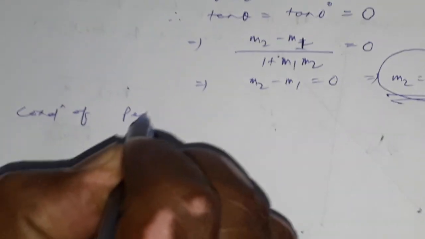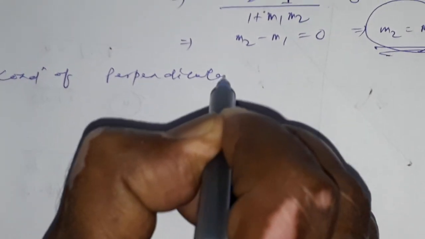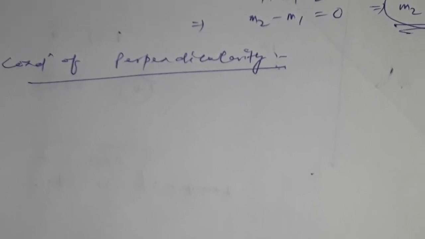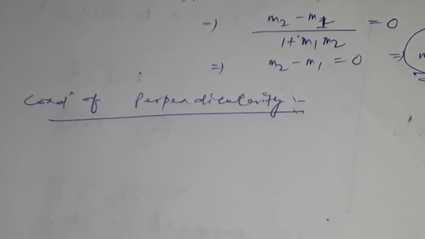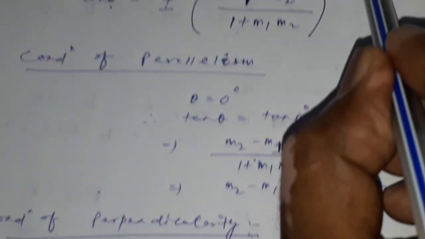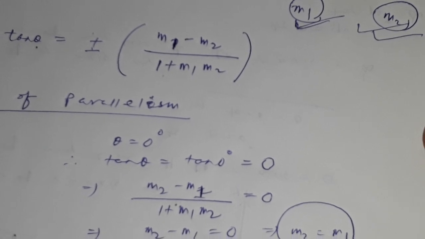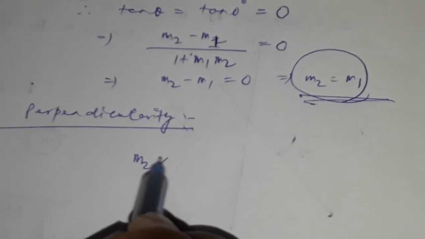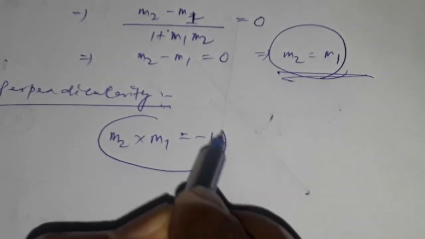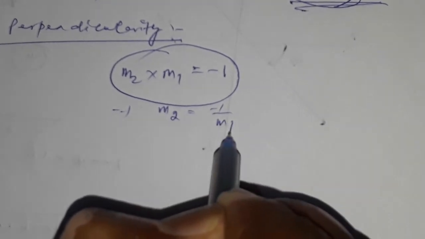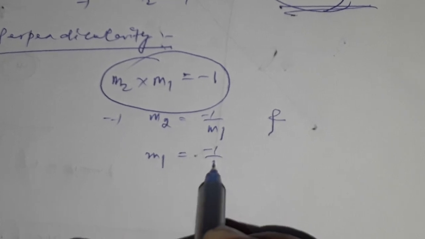Again, condition of perpendicularity. If two lines of slopes m1 and m2 are perpendicular, then the product of their slopes equals -1. m2 into m1 equals -1, implies m2 equals -1 by m1 and m1 equals -1 by m2.